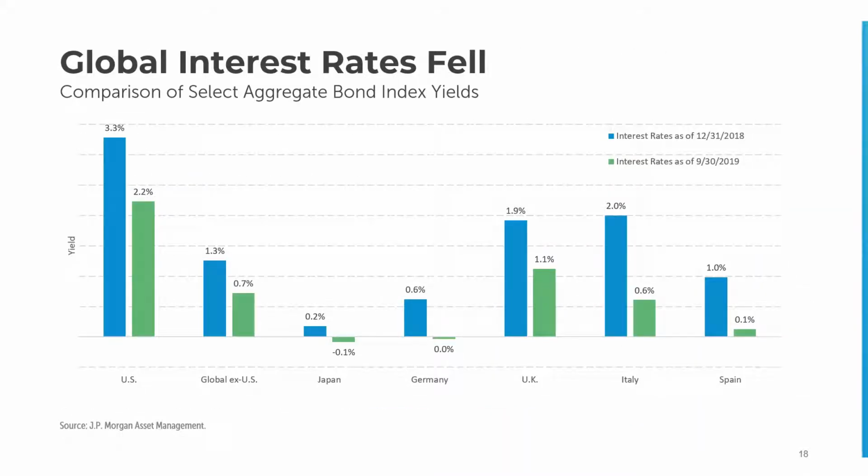The U.S. was not alone with falling interest rates. A comparison of interest rates from major developed nations shows that interest rates have fallen a good deal this year. Interest rates at the beginning of the year are represented by the blue bars, and interest rates at the end of the third quarter are in green. Every green bar is lower than its corresponding blue bar.